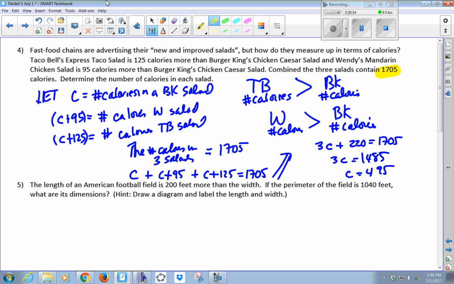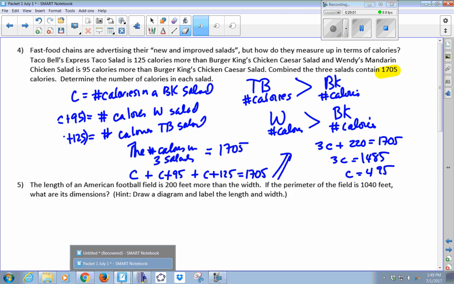Okay, so now I can go back and fill in everything I need to know here by replacing C with 495, the number 495, and then 495 plus 95 is going to be what? 590. And then 495 plus 125, 620, I believe that's right. I did the mental math correct.